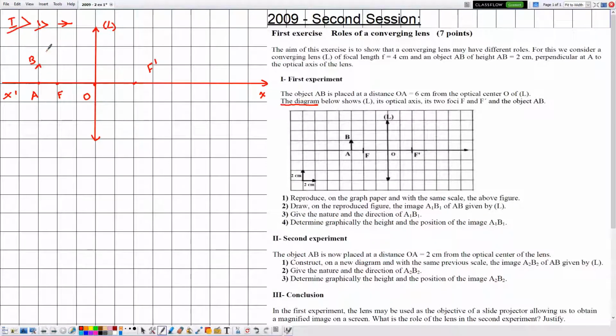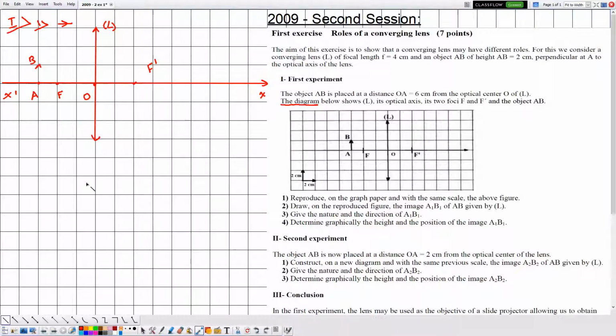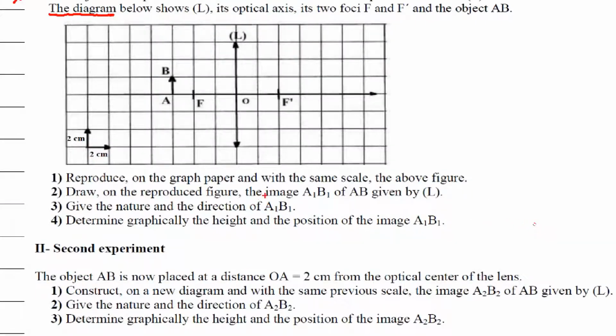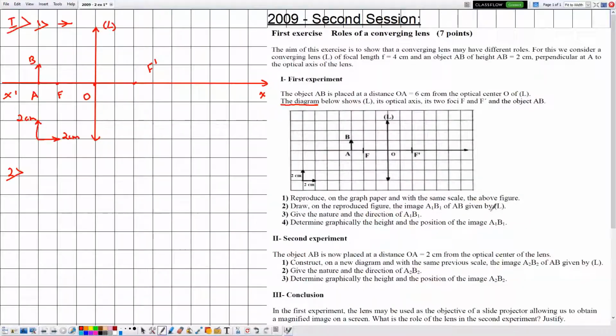Then now let's trace the object AB. Finally, the scale is given by 2 centimeters along the x-axis and 2 centimeters along the y-axis. So this is it for number 1. Now in number 2, they are telling me to draw on the reproduced figure the image A1B1 of AB given by L. And by draw, no justification is required.